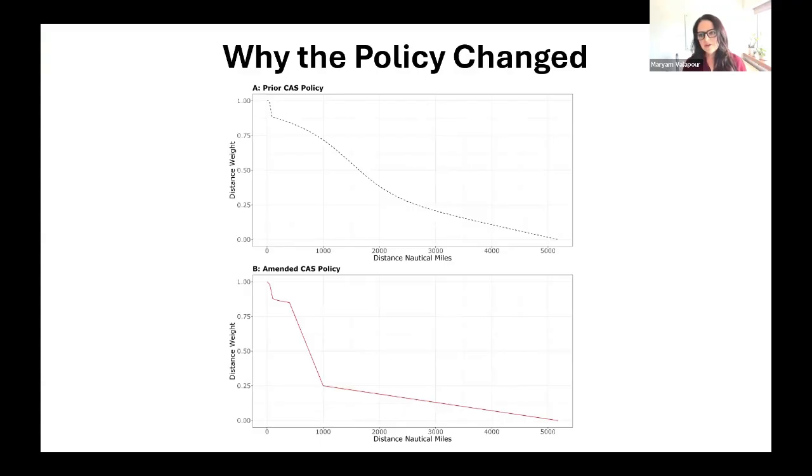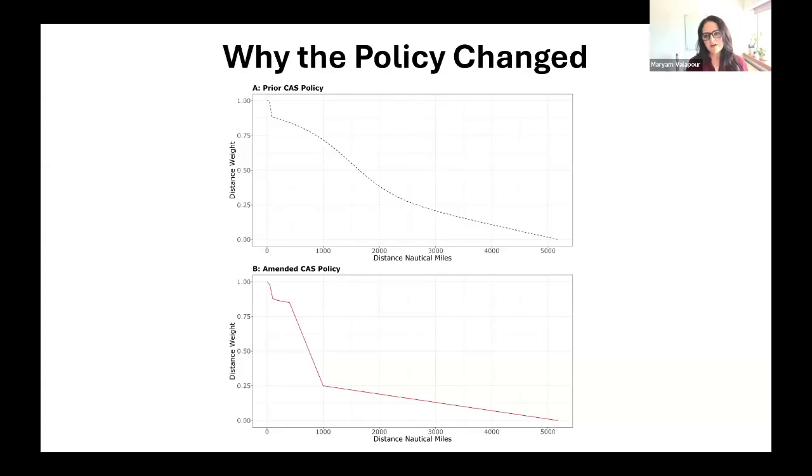Just a quick reminder of what changed using some visuals here. Let me orient you to the figure. The x-axis shows a candidate's distance from the donor. The y-axis shows the number of geographic efficiency points a candidate receives. Under the original CAS, candidates closer to the donor received more points, and those points declined gradually as distance between the candidate and the donor increased.